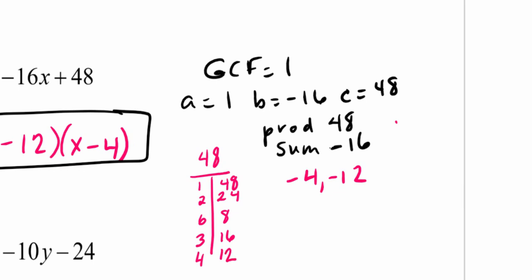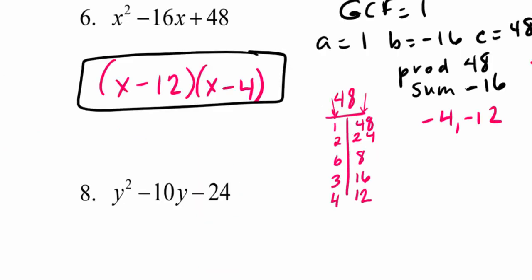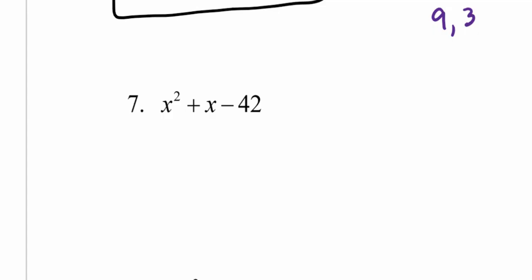So making a little list of all the factors is a good technique if you can't see them right off the bat. If you're using your calculator, you could divide 48 by these numbers that are in this first column here to get the numbers in that column there. Okay, so I hope that helps. Let's have you try a couple more on your own before we do some different problems that I want to show you. Problem number 7 says x squared plus x minus 42.